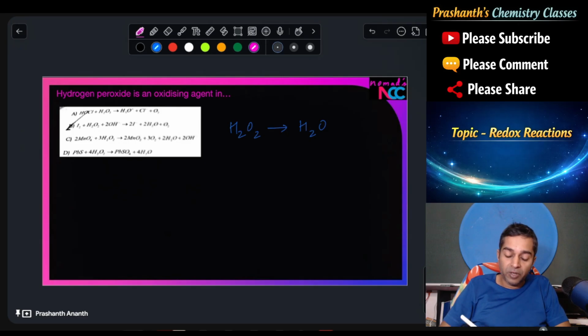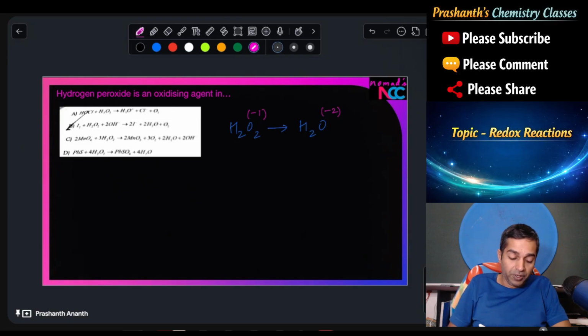In hydrogen peroxide, each oxygen is present in a -1 oxidation state. In water, it is present in a -2 oxidation state. Of course, when it has to go from -1 to -2, this basically means that it is going to be undergoing reduction in this particular case over here. Alright, so let's have a look at the reactions over here.